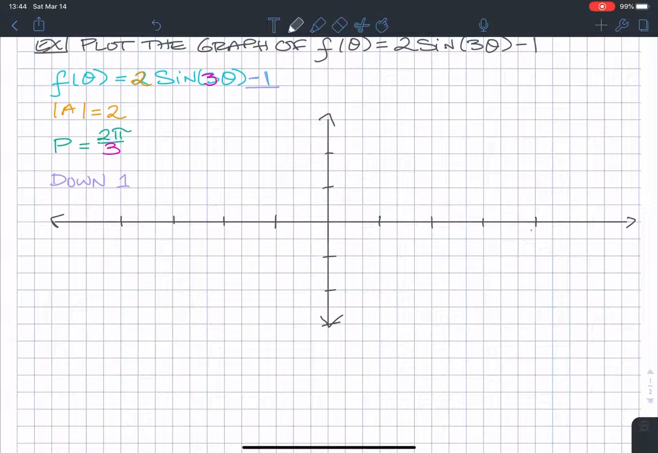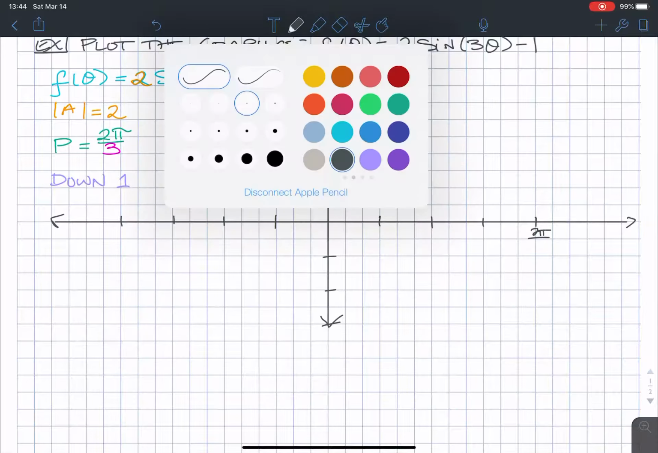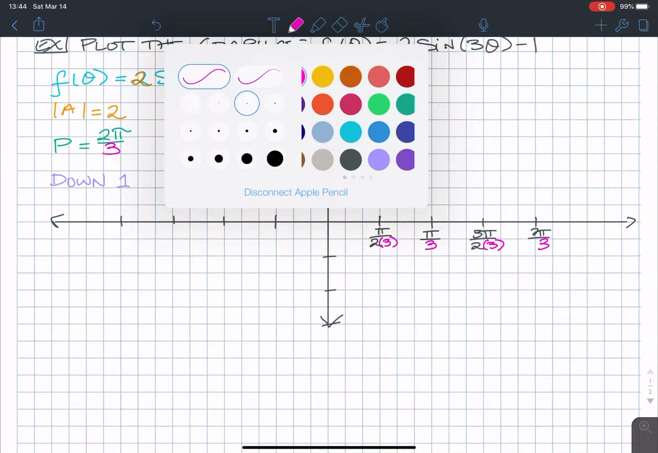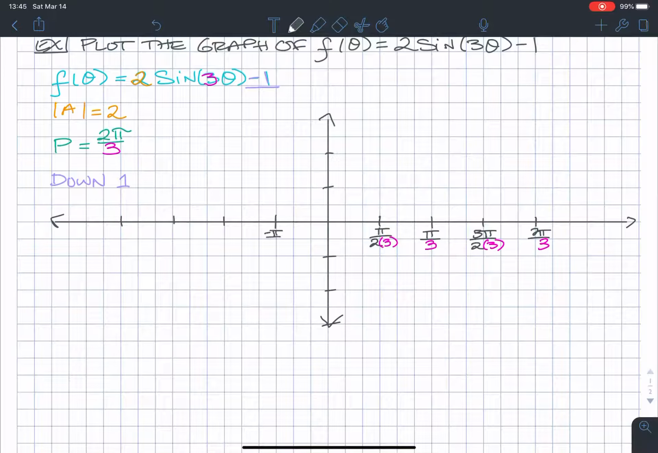I know that my period is 2 pi divided now by 3. So each of my quadrants, of course, is divided by 3. So pi over 2 divided by 3, pi divided by 3, and 3 pi over 2 divided by 3. So going left, this corresponds to negative pi over 6, negative pi over 3, negative pi over 2, and negative 2 pi over 3, with an amplitude of 1, 2, negative 1, negative 2, and negative 3.